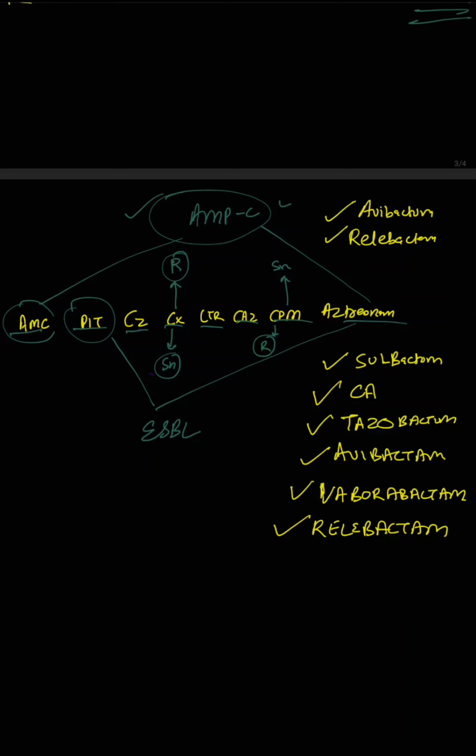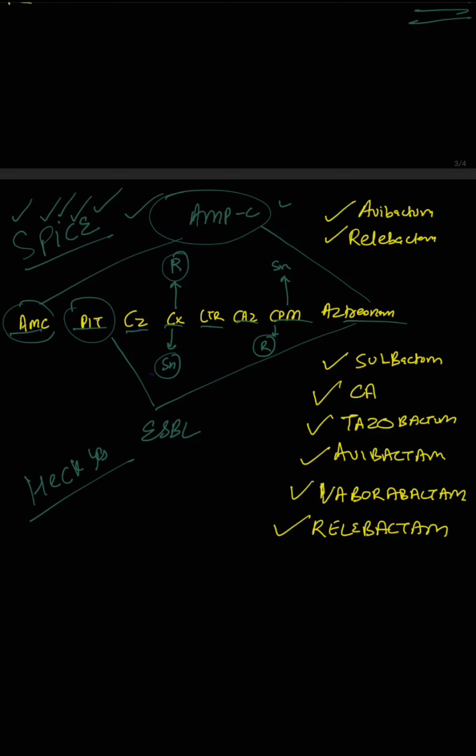Generally, there was a past consensus which was telling that the SPICE organisms are the ones: Serratia, Proteus indole positive, Citrobacter, Enterobacter. These were the organisms in which AmpC was a concern, but it has been changed to these now, because studies have shown only less than 5% have been showing AmpC in those organisms.